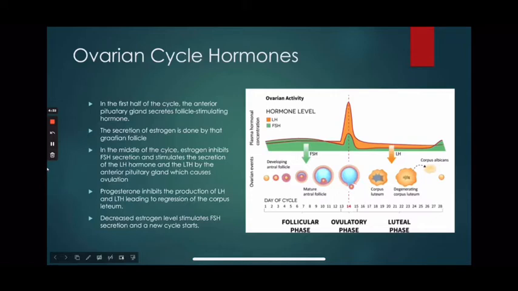Progesterone inhibits the production of LH and LTH, leading to regression of the corpus luteum. Progesterone is a steroid hormone that is secreted by the corpus luteum. When there is a decrease in estrogen levels, it stimulates FSH secretion, and that is when a new cycle starts.